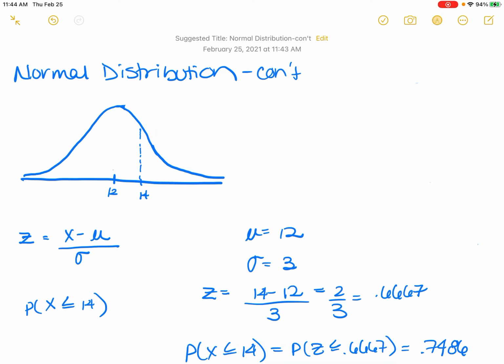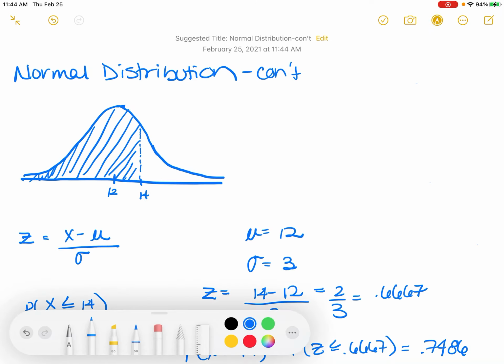With this being a continuous probability distribution, we know that when we're finding probabilities, we're finding the probability of everything under the curve, right? So the probability of x being less than 14 is everything that's calculated under the curve.